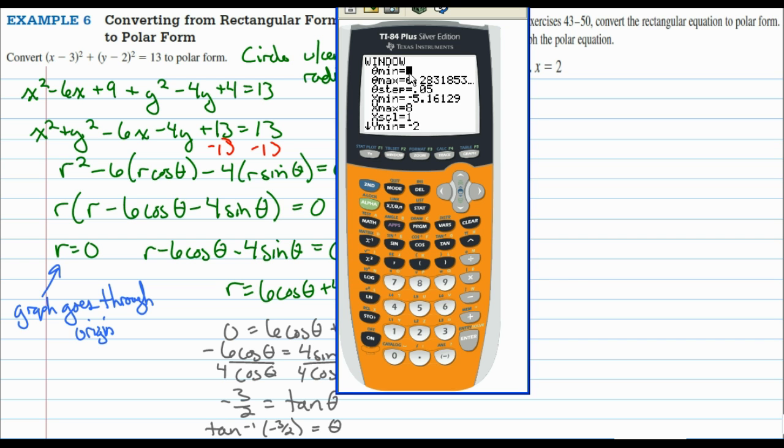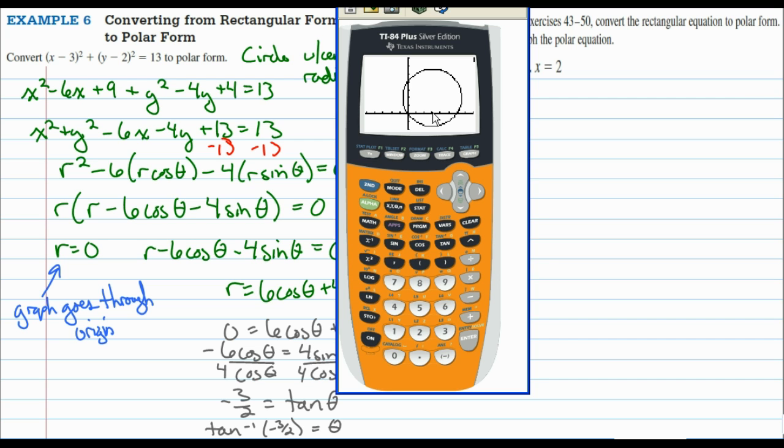I used my window from 0 to 2 pi, but actually, now that I'm thinking about it, inverse tangent has a range from -pi/2 to pi/2. So I want to make sure that my x min goes beyond 0. So I'm going to make that go from -pi to pi. Now let's graph.